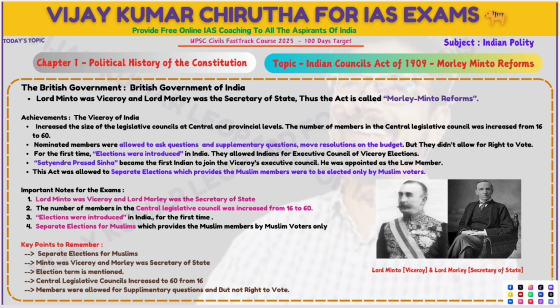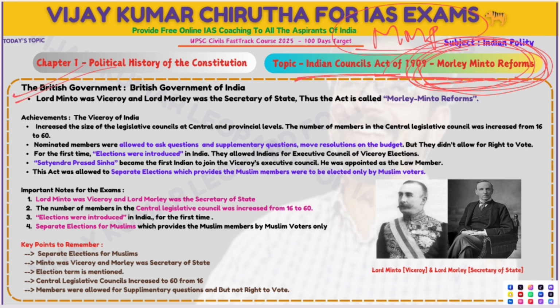Hello all. So now let's discuss the Indian Councils Act 1909, also known as the Minto-Morley Reform. Remember: Minto-Morley Reform (MMR). Lord Minto was the Viceroy of the British government, and Lord Morley was the Secretary of State. Minto is Viceroy, Morley is Secretary of State, thus this act is known as the Minto-Morley Reform.